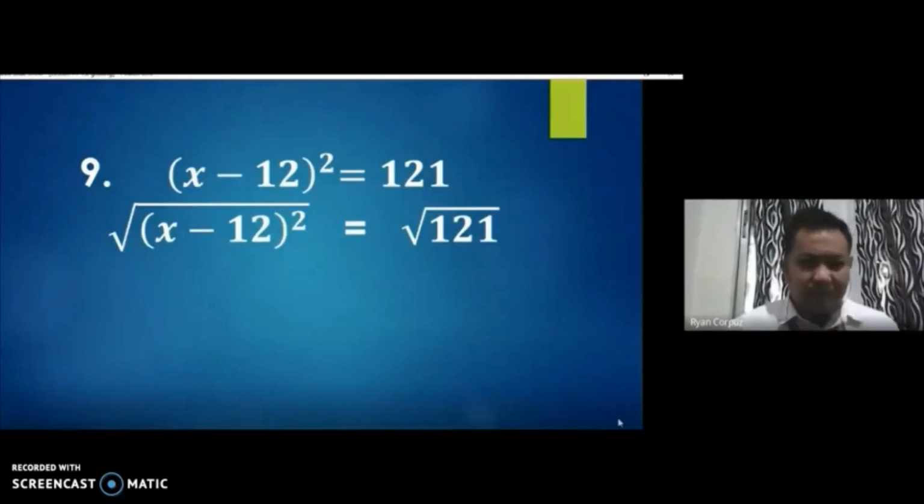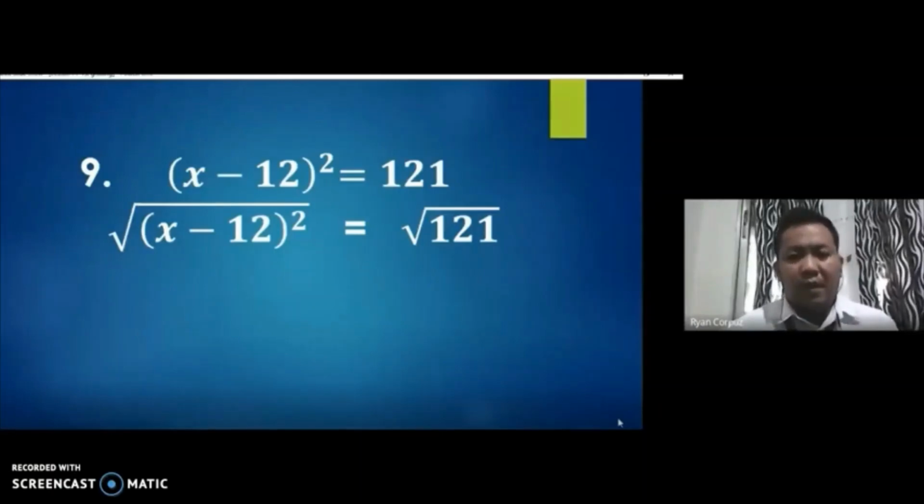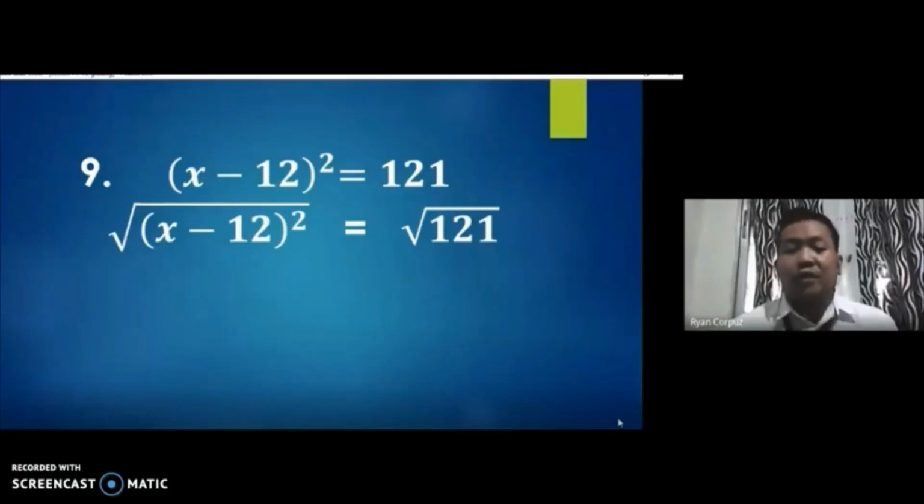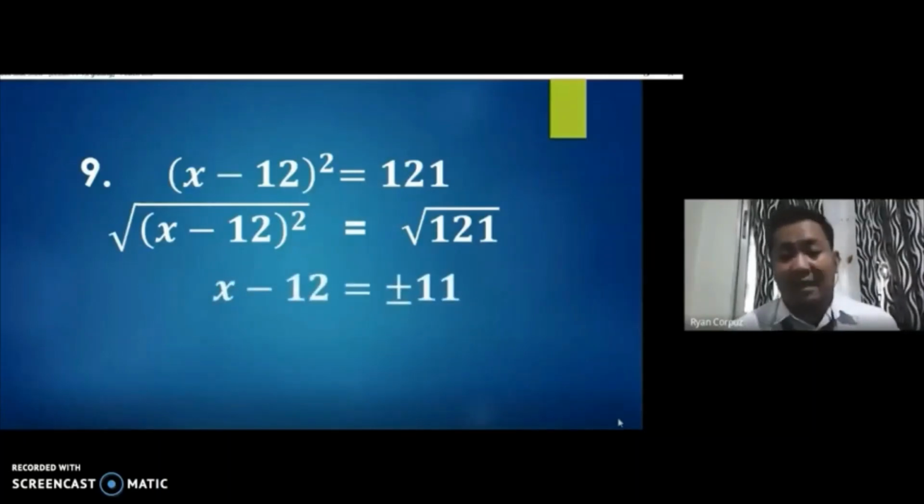So on the left side, when we get the square root of the difference of x minus 12, what will be left is just x minus 12 because the radical sign, or the square root sign, as well as the 2 will cancel out. But on the other side, since 121 is a perfect square, we just have to find out the root of it. So the square root of 121 is 11. But as I was saying, we are not only getting the positive root, but also the negative root. So that's why it's positive, negative 11.